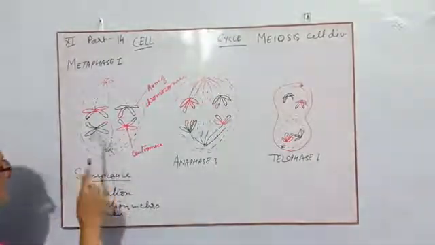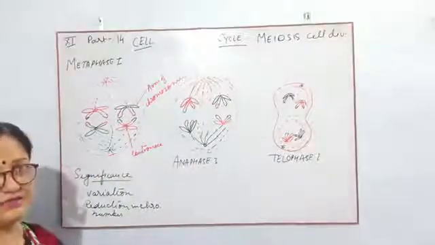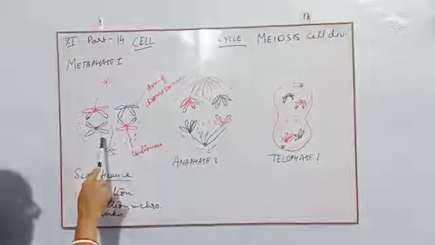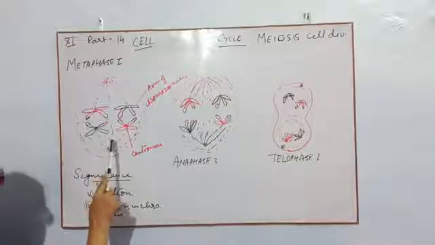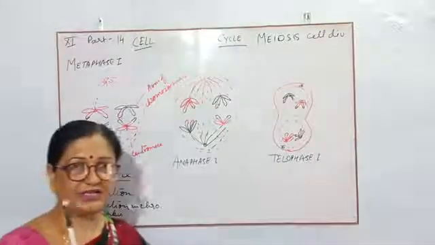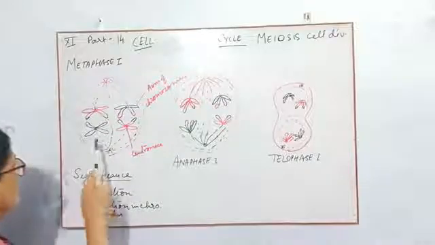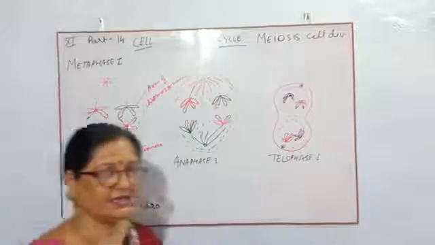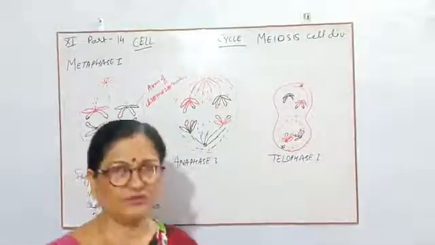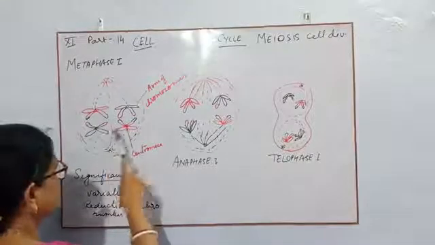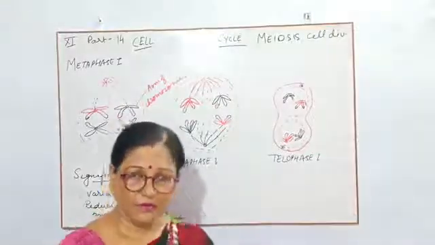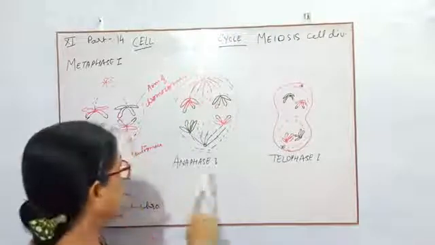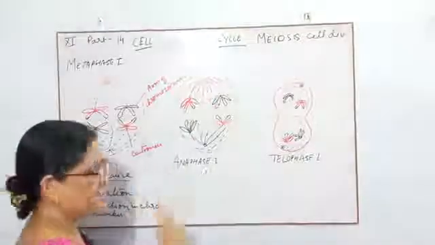And in metaphase 1 they remain bivalent. So one chromosome has two chromatids, and they are bivalent in nature. Now children, each bivalent has its own centromere. So when they are at the equator, the two centromeres experience a repulsive force. Due to that repulsion, these centromeres want to separate from each other, and then they lead to anaphase 1.